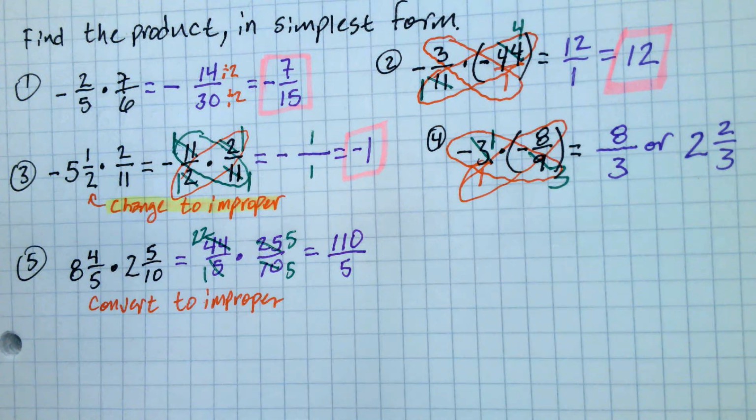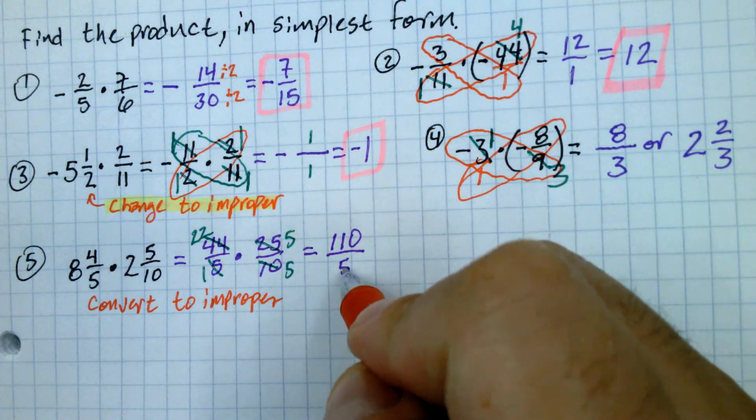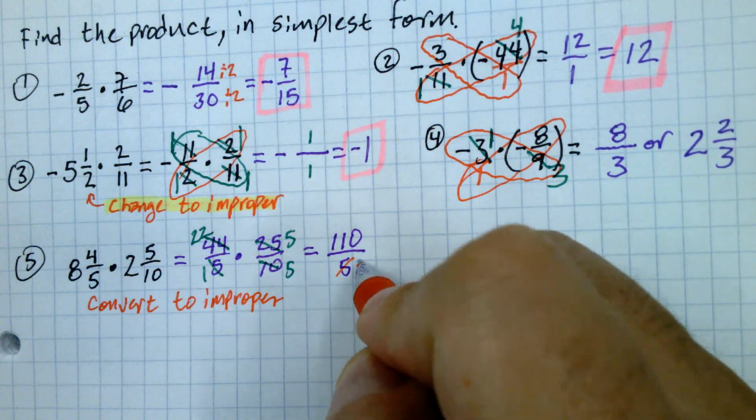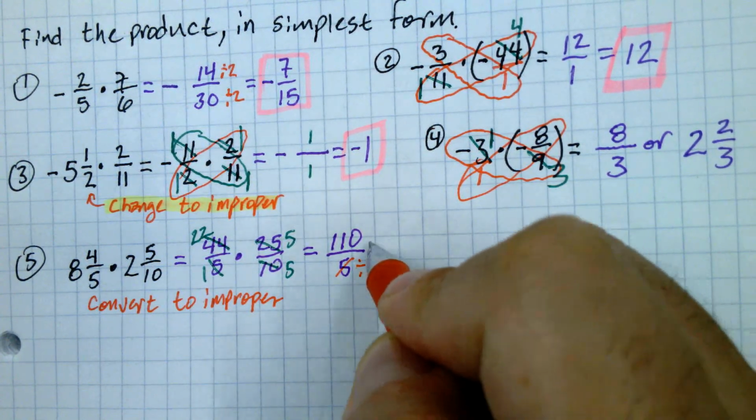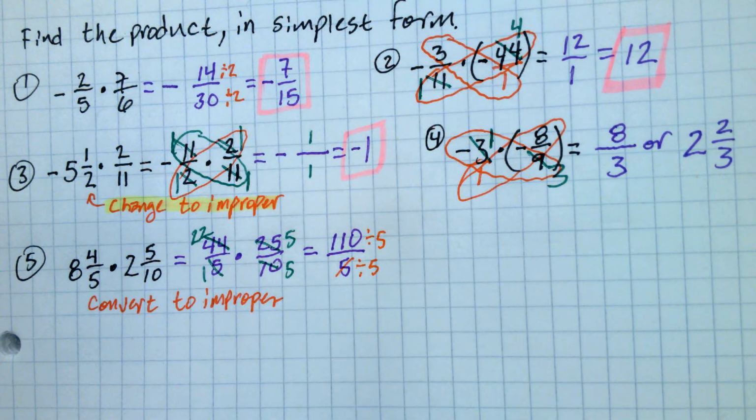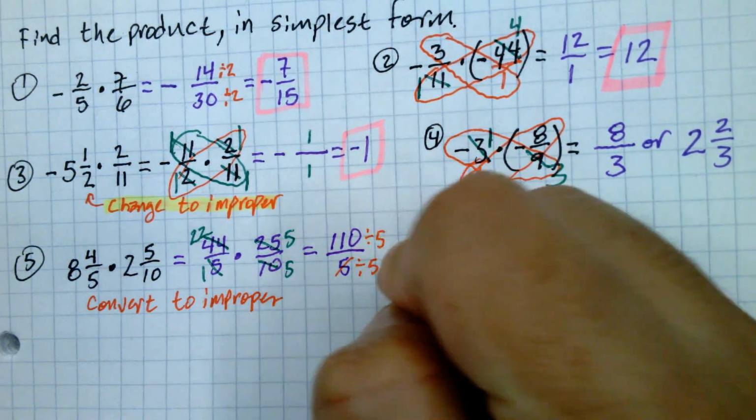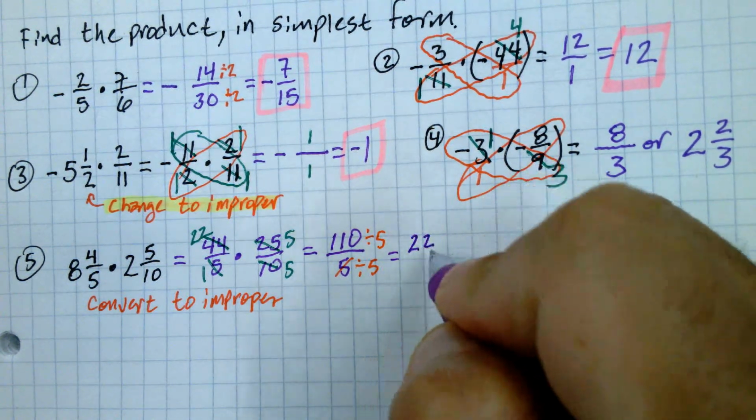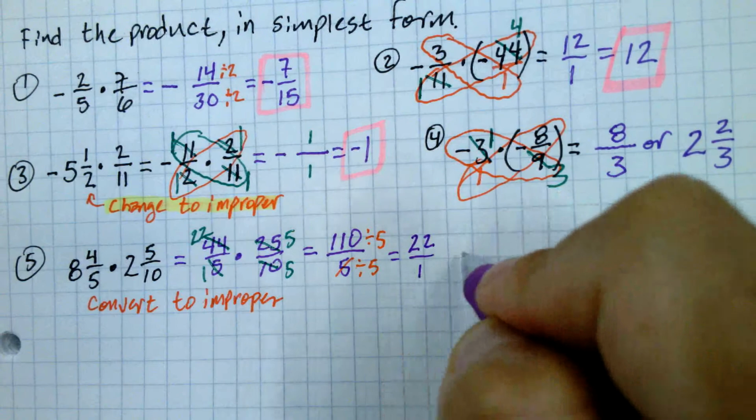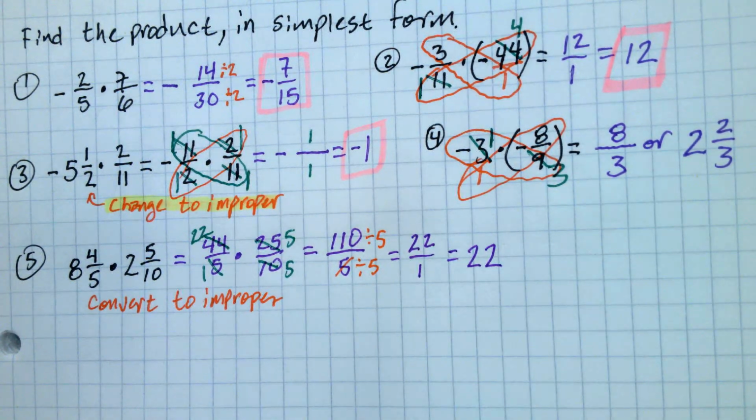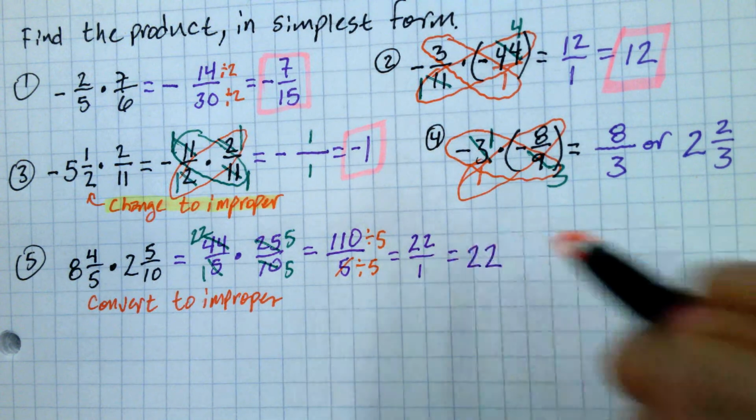And that'll happen. So I know that I can divide 5 into 5 and 5 into 110. And then I end up with, what is that, 22 over, which in the end is 22. Okay?